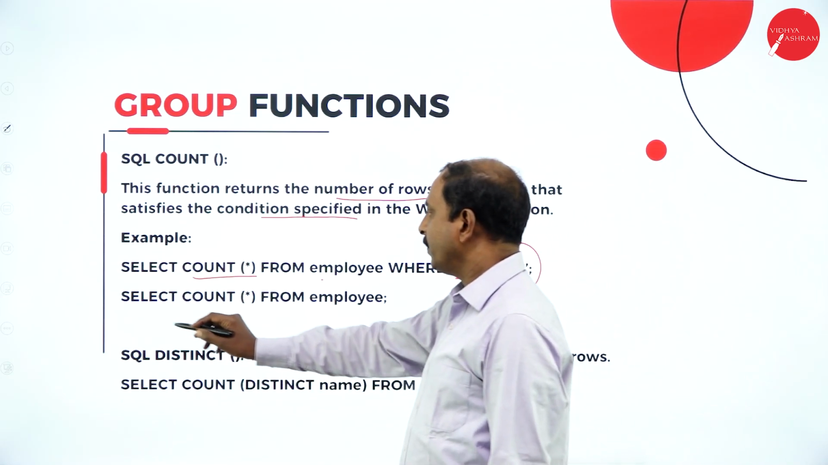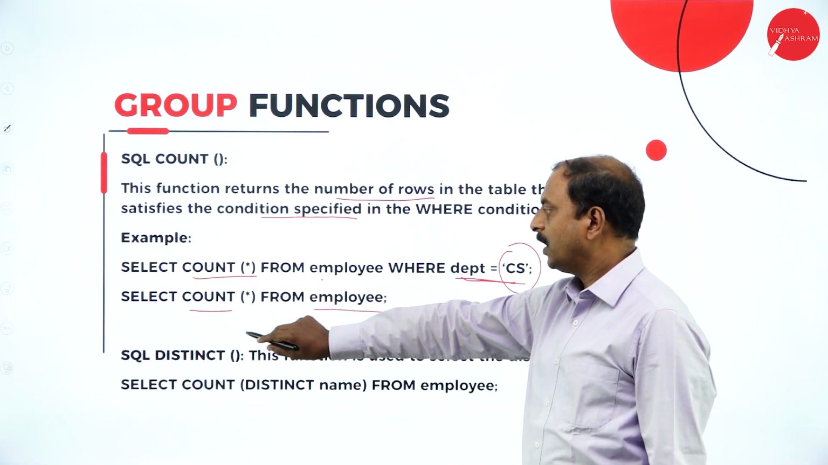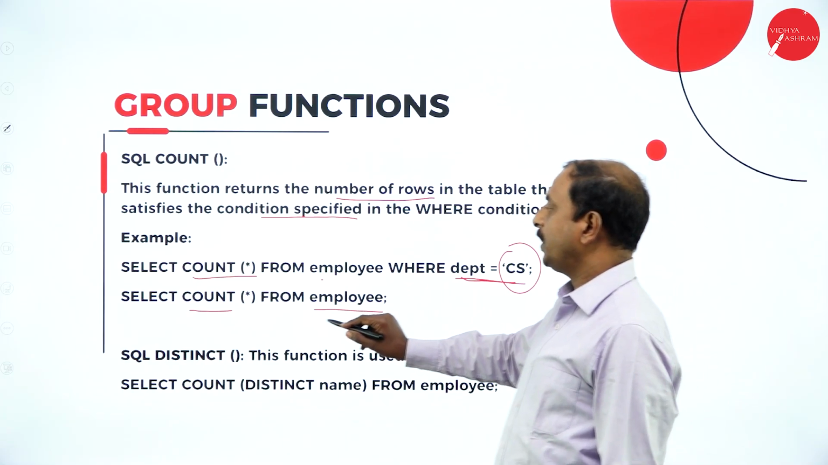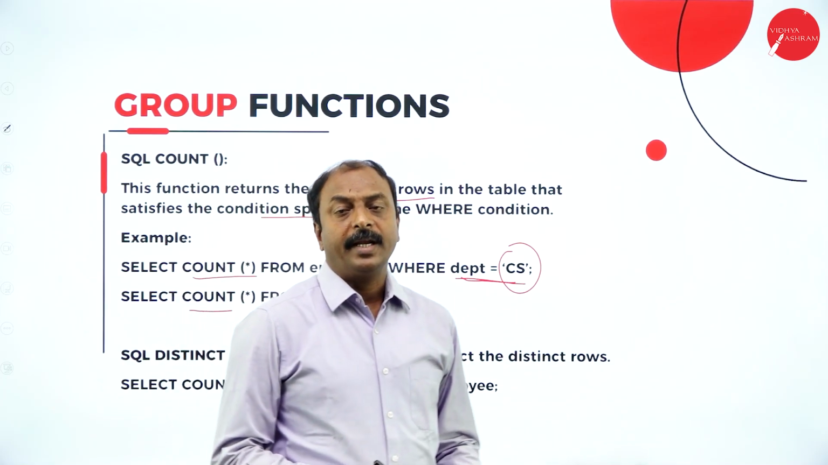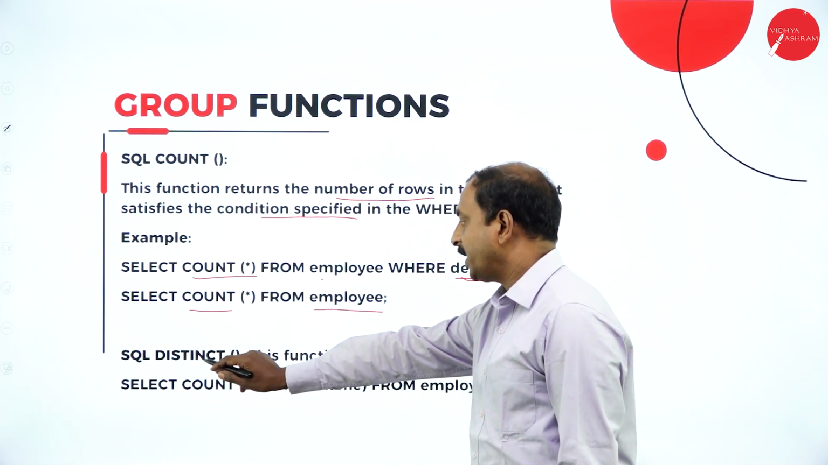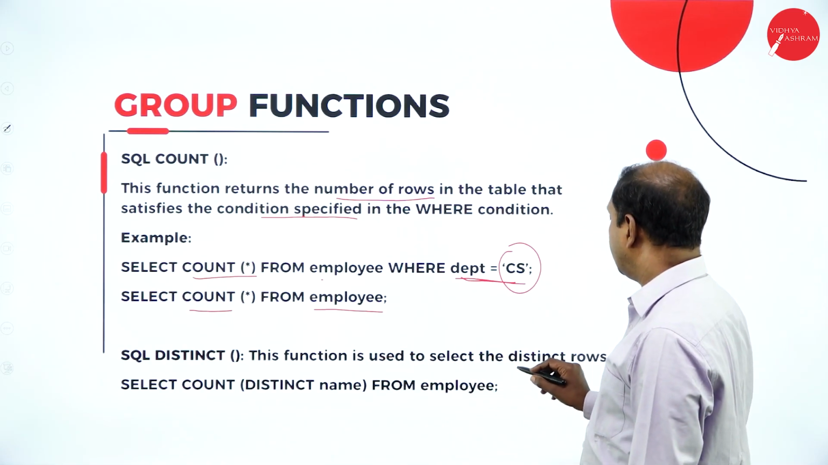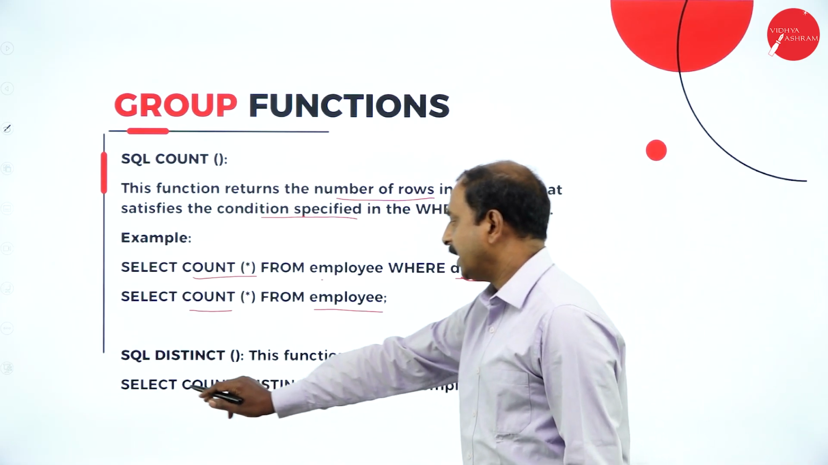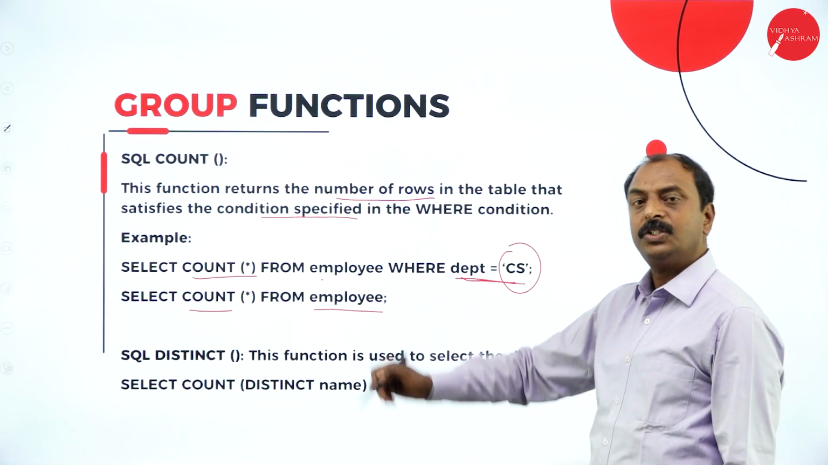And similarly, the next one is select count from employees. So this command is going to count the number of employees from the employees table. If there is no where clause or no condition, it counts all the records of a table. Next one is the SQL distinct command. It is a group function. This function is used to select the distinct rows. For example, select count distinct name from employee. This is the syntax of the distinct command.